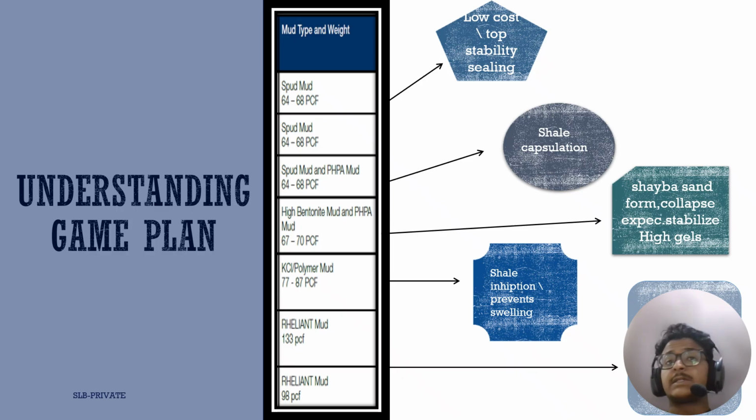On the other hand, the KCl polymer mud gives us shale inhibition and prevents swelling. Finally, the OBM, also called Reheliant mud. Reheliant mud is for high temperature and high pressure. Down there, it's high temperature, high pressure. We use OBM to sustain the mud properties and to make sure we have no losses or any problems.